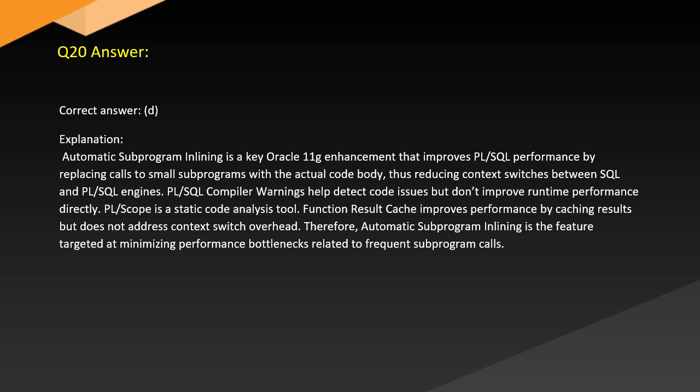PL/SQL compiler warnings help detect code issues but don't improve runtime performance directly. PL/Scope is a static code analysis tool. Function result cache improves performance by caching results but does not address context switch overhead. Therefore, automatic subprogram inlining is the feature targeted at minimizing performance bottlenecks related to frequent subprogram calls.